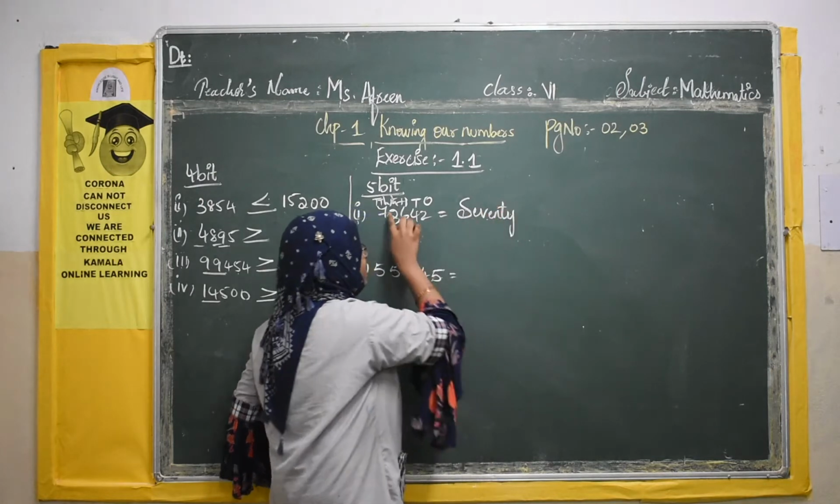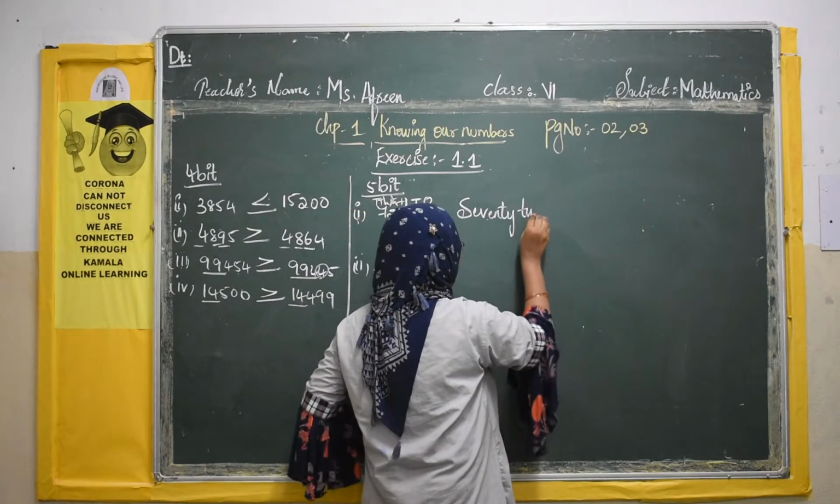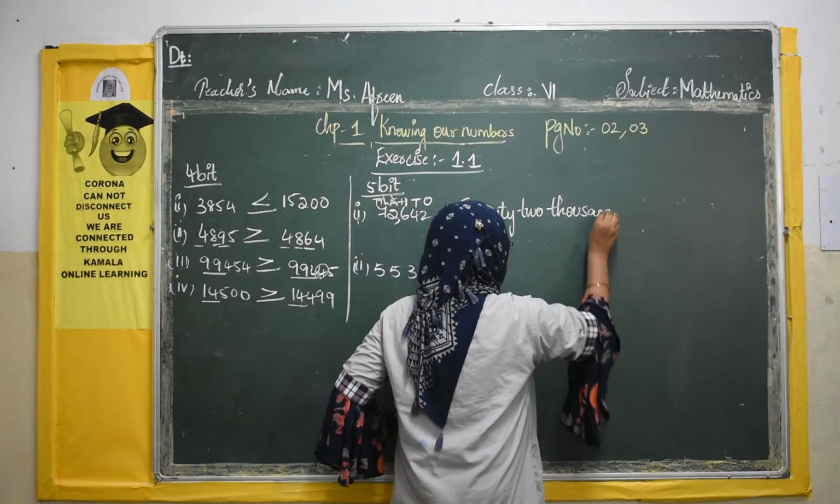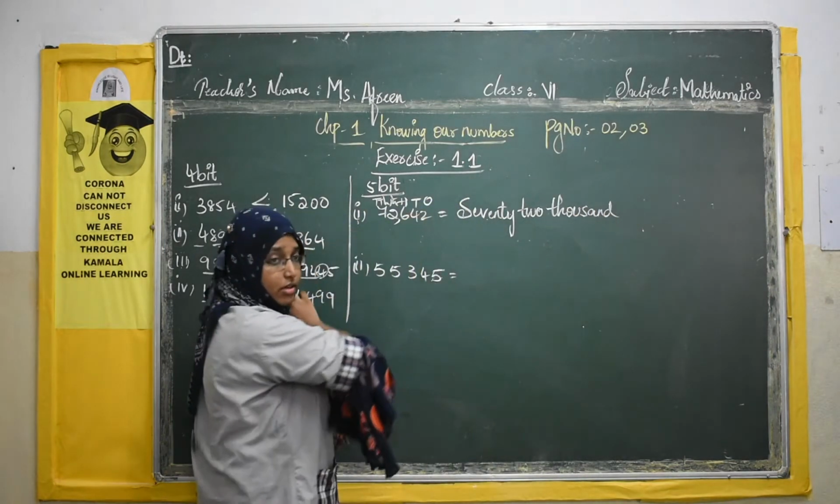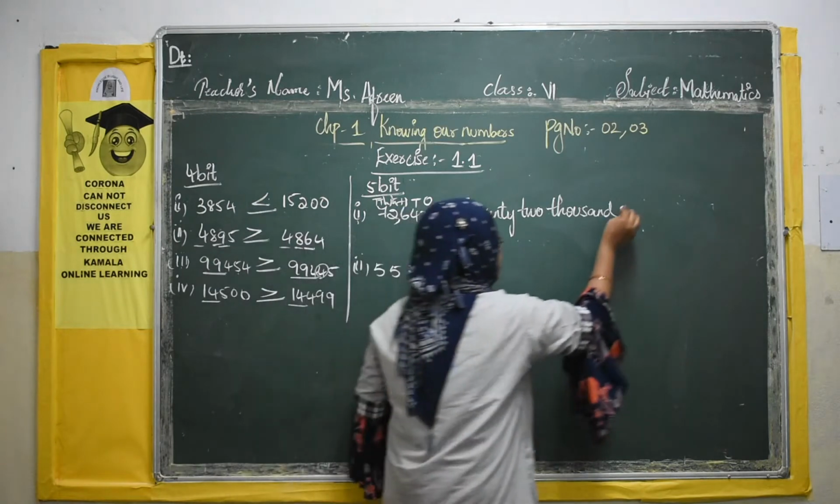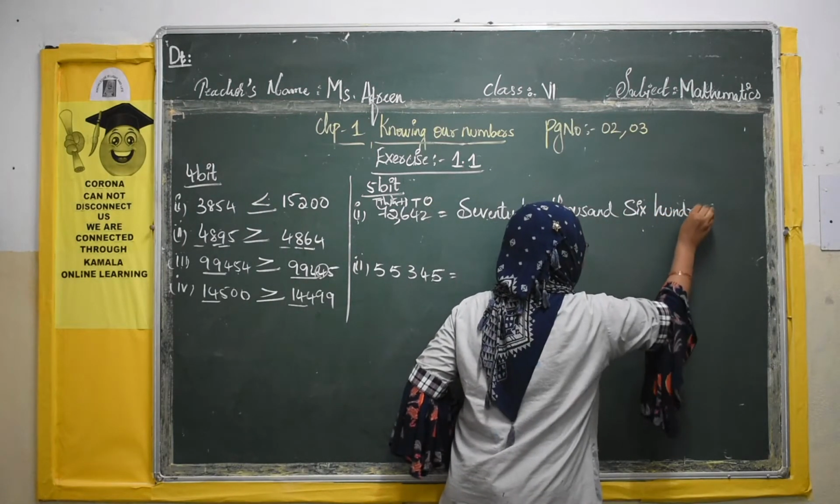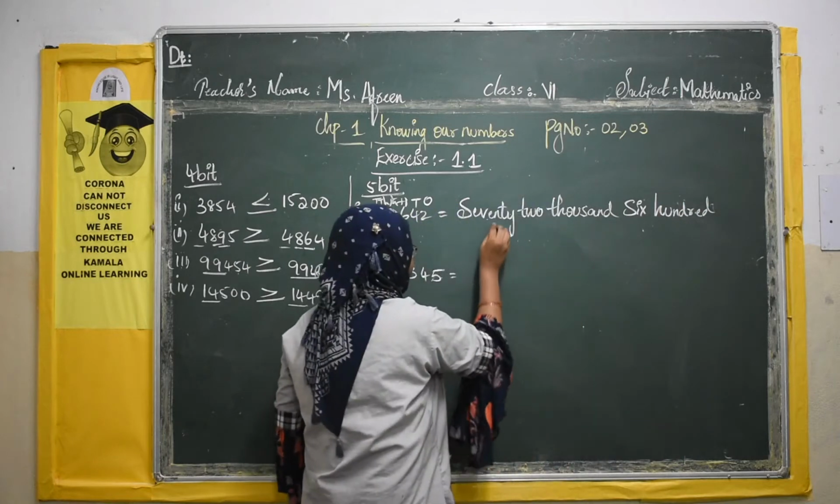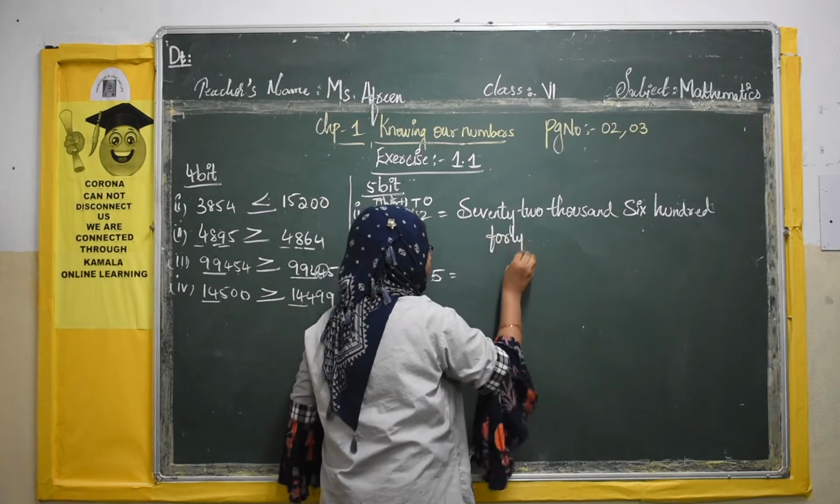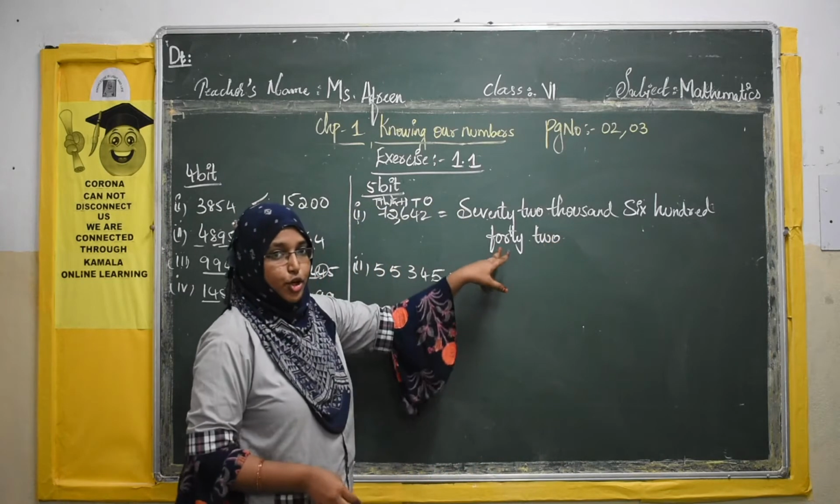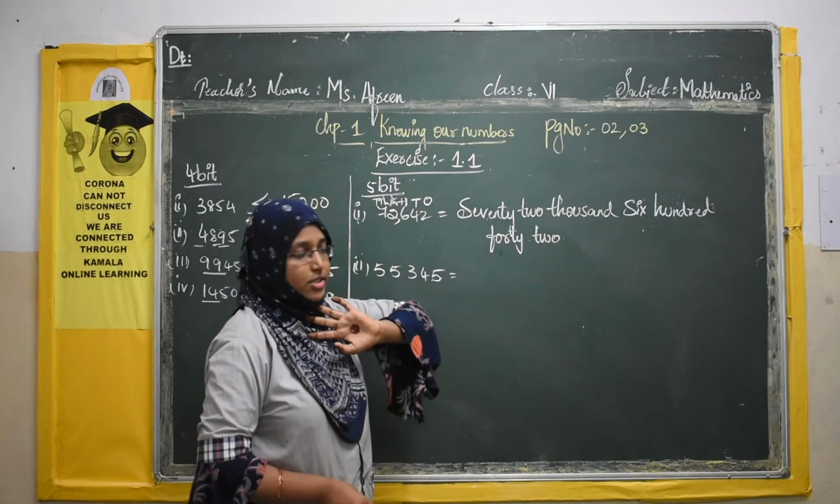72 goes under thousands place, so 72,000. Next, 6 is under hundreds place, so 600. 642. Never write F-O-U-R. F-O-R-T-Y is the right one.